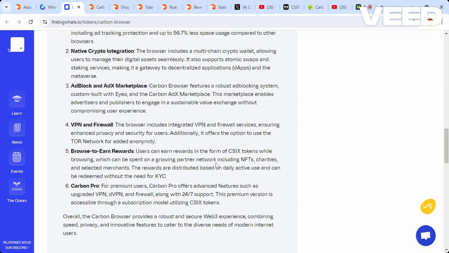Carbon browser also has what we call play to earn. Users can earn rewards in the form of SIS tokens while browsing, which can be spent on a growing partner network, including NFT charities and many others. You can do this without having a KYC system or doing a KYC. And the last one is the Carbon Premium. Carbon Premium offers advanced features such as decentralized VPN and firewalls alongside 24-hour support. The provision is only accessible through a subscription model using the Carbon token.